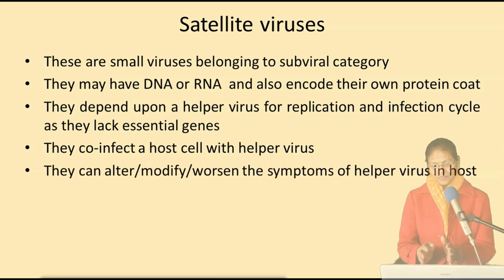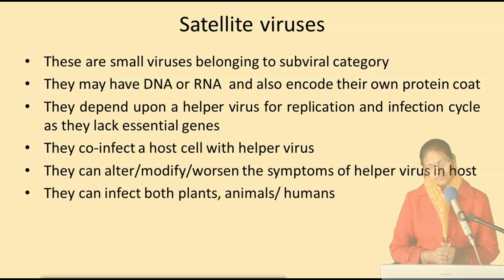And when they are present along with the helper virus, they can alter or modify, and most of the time they worsen the symptoms of the helper virus. The helper virus is also infectious. It is also causing certain symptoms, certain diseases in the host. But if this satellite virus is also there, then it will aggravate the situation. The disease will be much more obvious. And they can infect plants, and they can infect animals also.